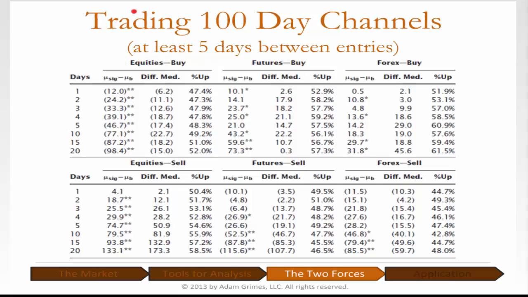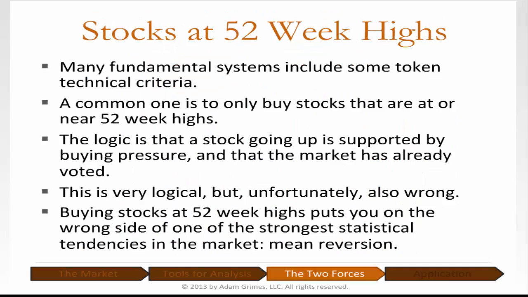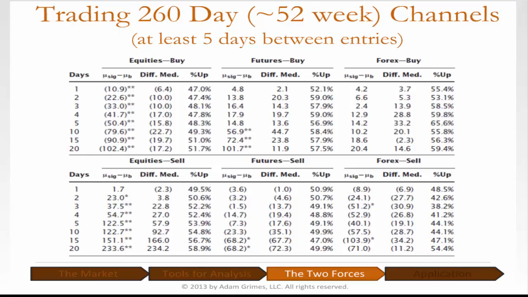What does this mean? Well, if you're a discretionary trader, it probably means you need some slightly different tools for those markets. Good example, stocks at 52-week highs. This is a common thing. A lot of people invest fundamentally, and they just kind of throw some technical conditions in. This is a common technical condition that gets thrown in, and the idea is if the stock is at a 52-week high, the market's already voted it's a good stock, you should buy it. The problem with that is that it puts you on the wrong side of a very strong tendency.